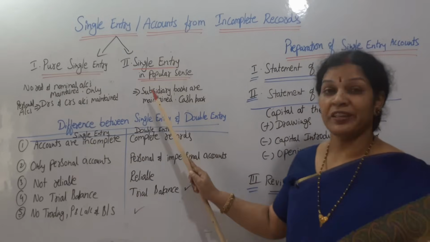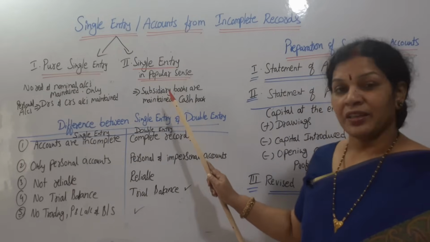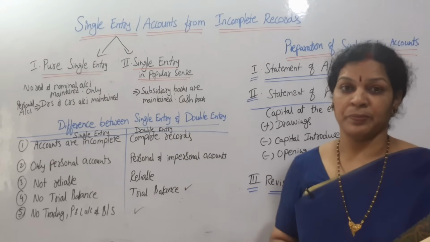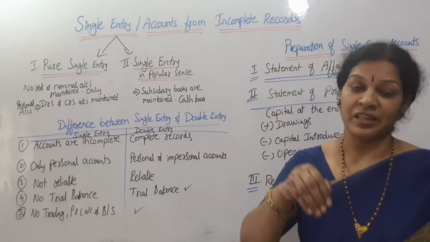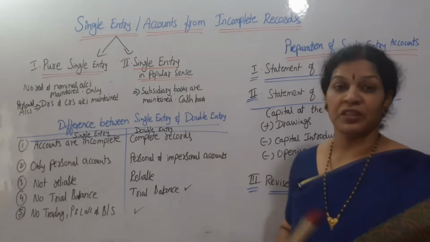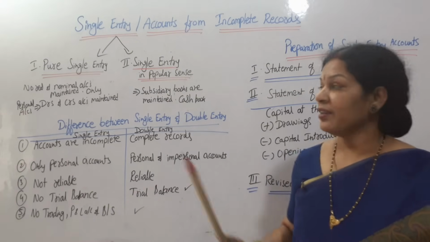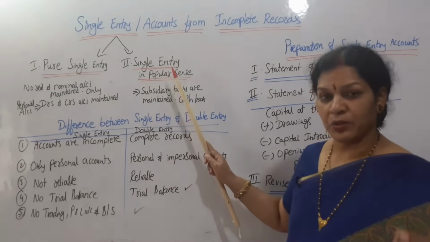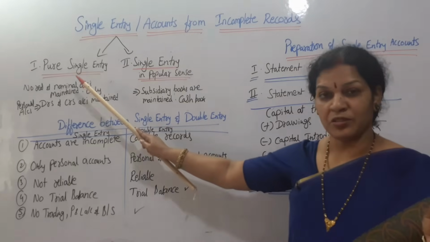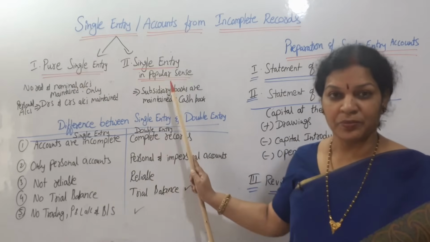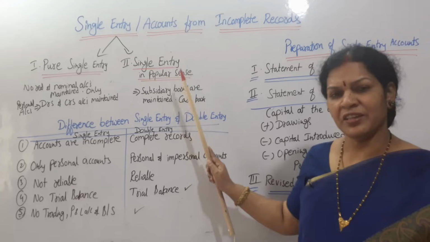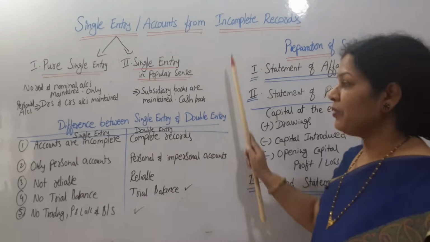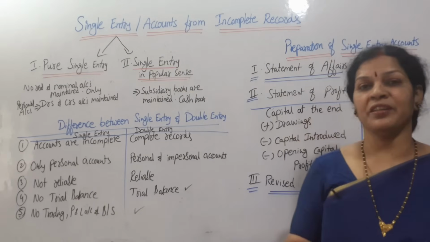But in single entry in popular sense, along with the personal accounts, they are also maintaining subsidiary books. Some subsidiary books are considered, especially the cash book. This is maintained properly. So this is single entry in popular sense. Generally, whatever we are going to work out, we are going to consider this one only. The other is not much popular. This is popular. We are going to consider single entry as per the popular sense only. Am I clear?